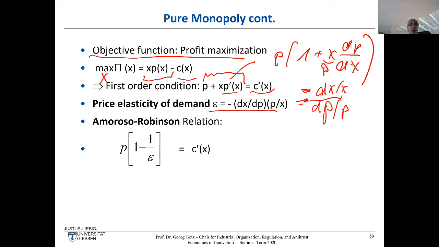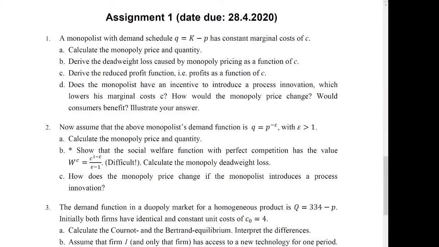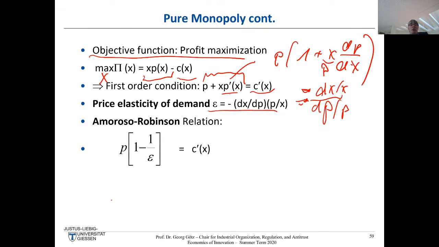If you go to assignment 1, here you have a so-called isoelastic demand curve, and what you see is if you have such an isoelastic demand curve, it's rather helpful to use the Amoroso-Robinson relation to calculate that, because you immediately know the markup.